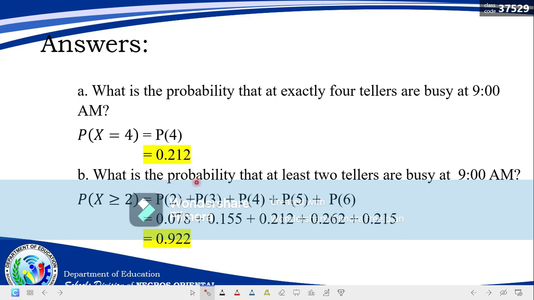Next, what is the probability that at least 2 tellers are busy at 9 a.m.? That would be P of X greater than or equal to 2. So you will have the probabilities listed where X is 2, 3, 4, 5, and 6. These are the corresponding probabilities: 0.078 plus 0.155 plus 0.212 plus 0.262 plus 0.215, a total of 0.922. So this is now the answer.